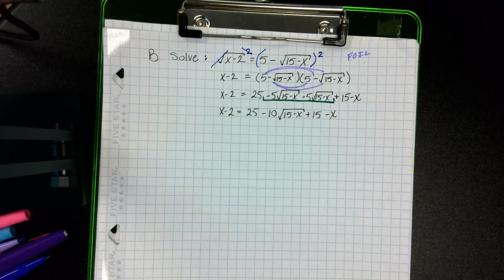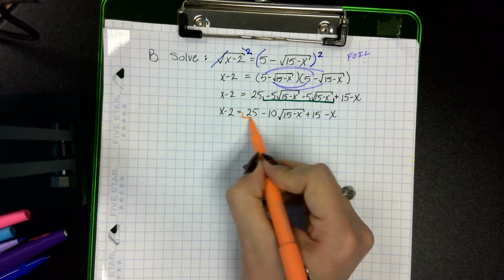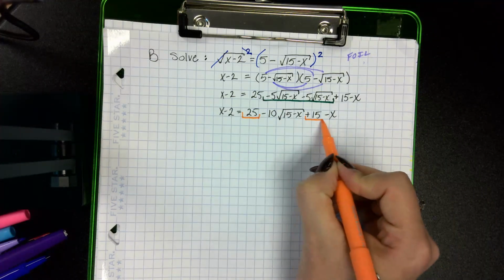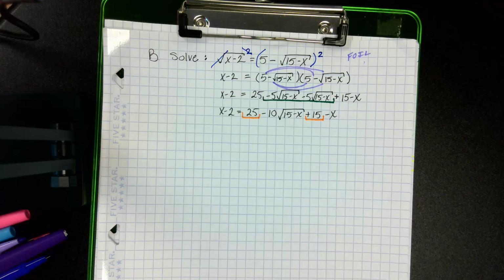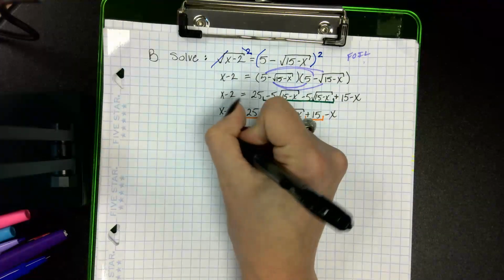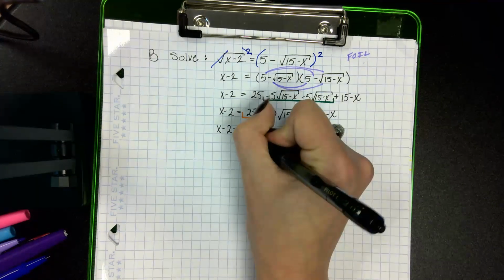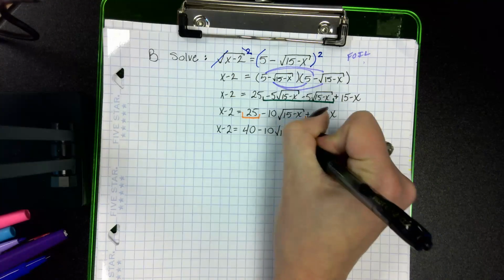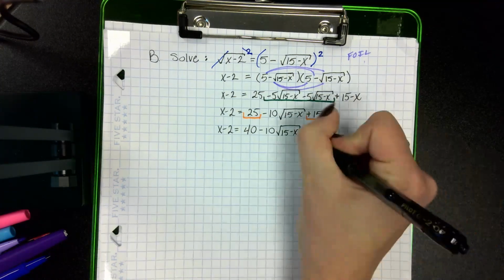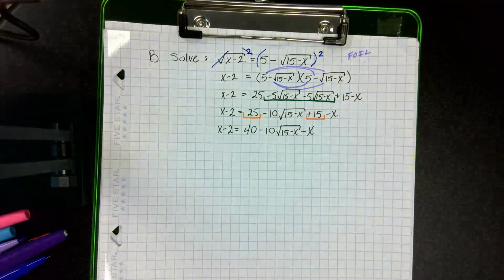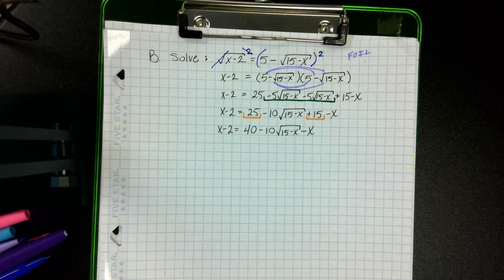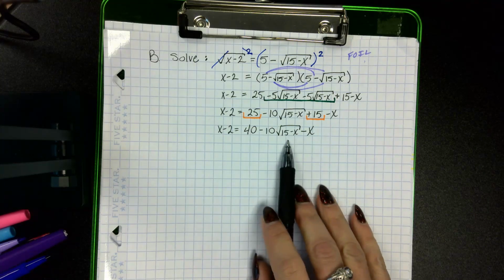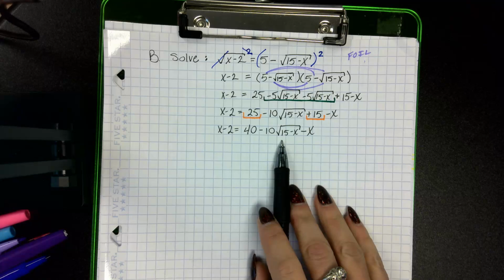We have more like terms. There's 25 and 15. Those are like terms. We can put those together. So x minus 2 equals 40 minus 10 square root 15 minus x. And there's a minus x on the end. Okay, so now we have an equation that has a single radical in it. So now we can work this one like the last example.